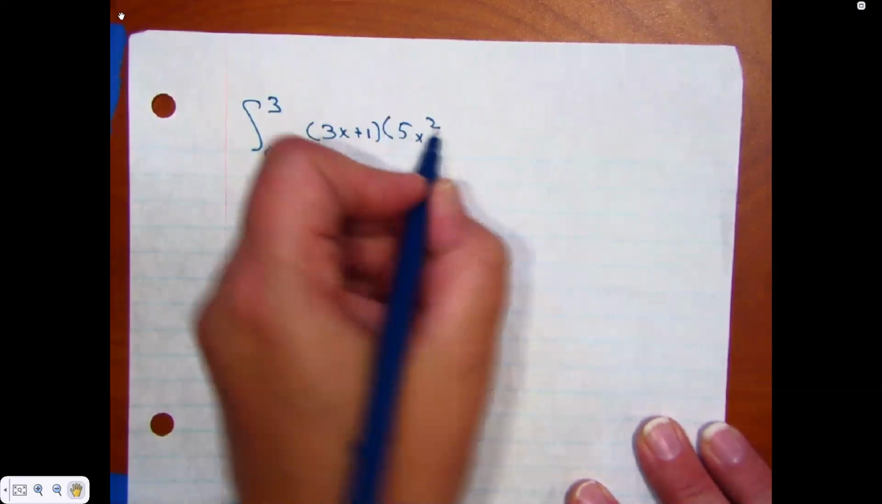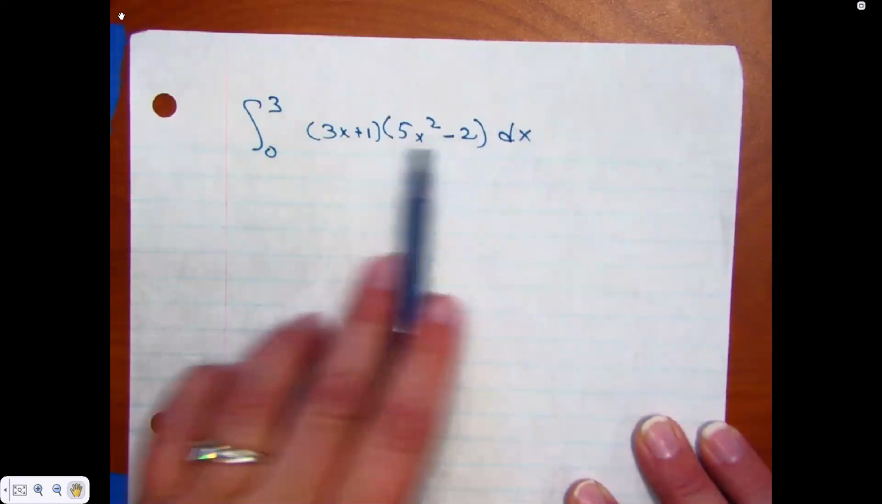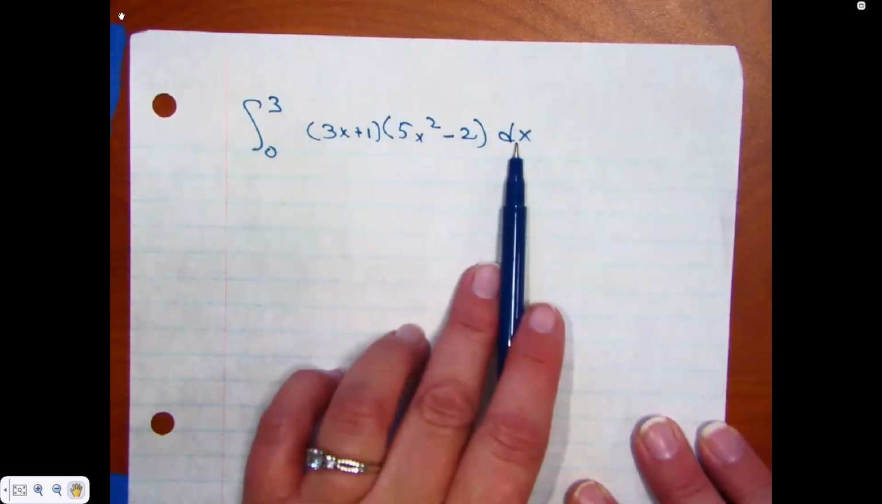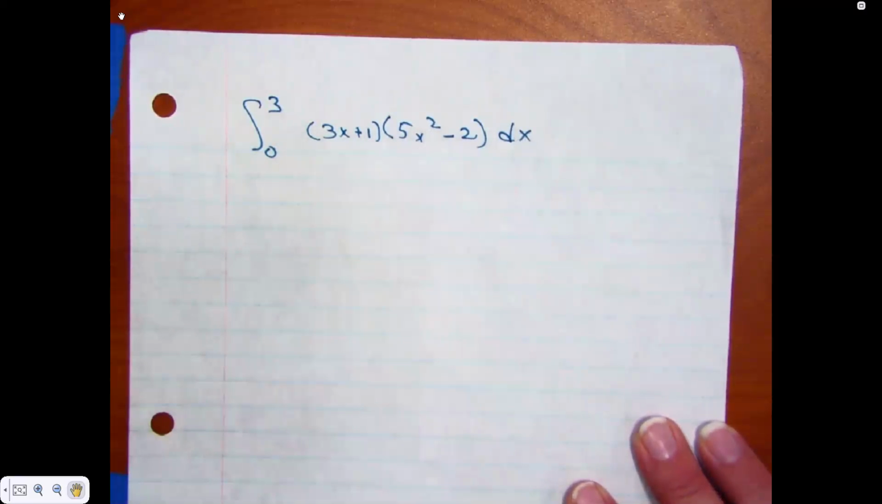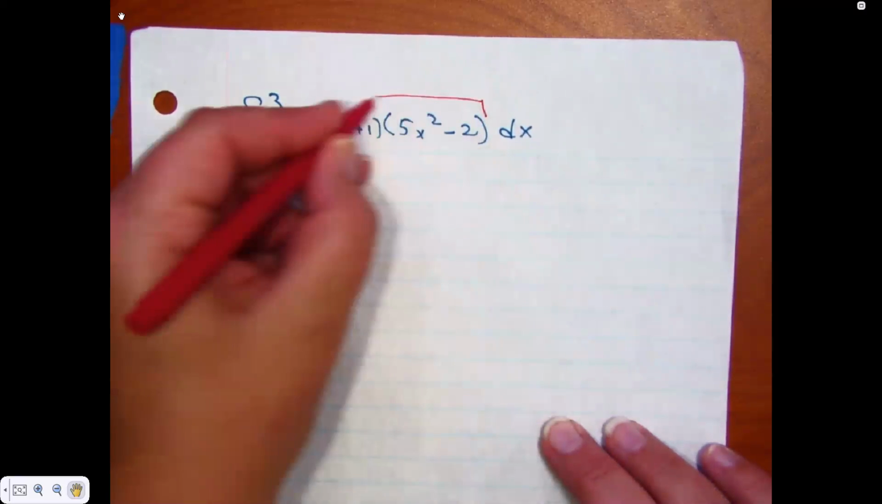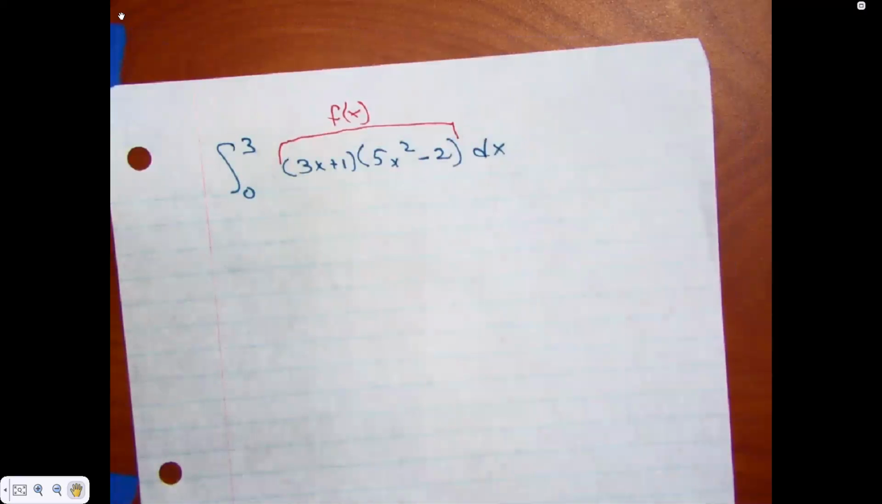So we're going to go from 0 to 3. And it is 3x plus 1 times 5x squared minus 2, and then times dx. So this whole thing is my height, and this is my width. Those two together are my height. That's my f of x. My f of x is really this whole thing. And then that's my width.